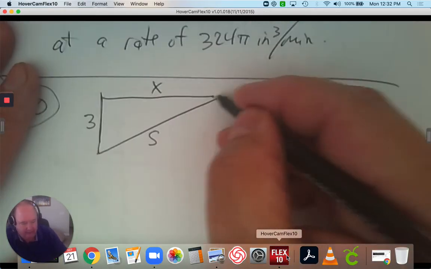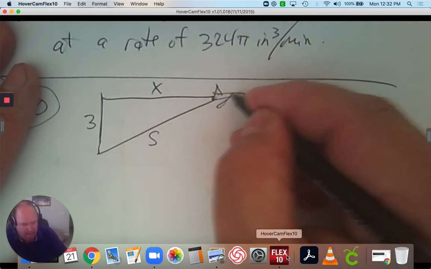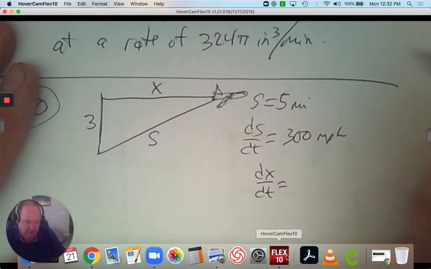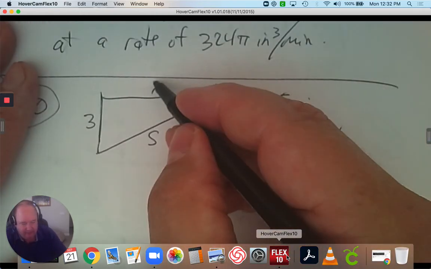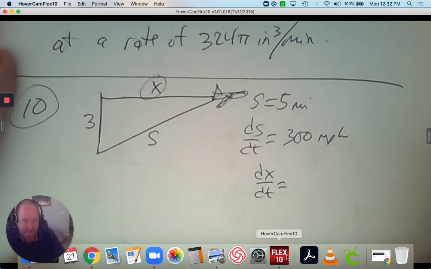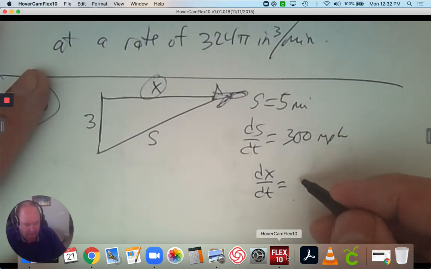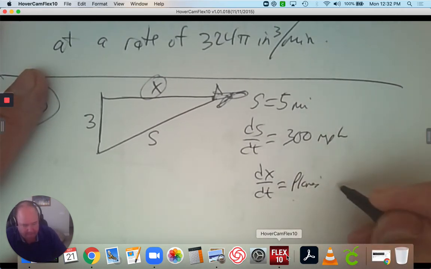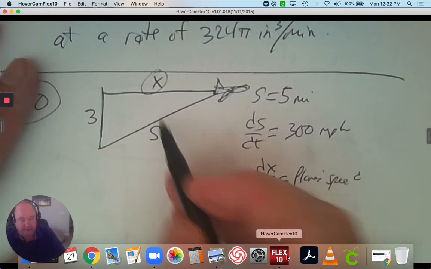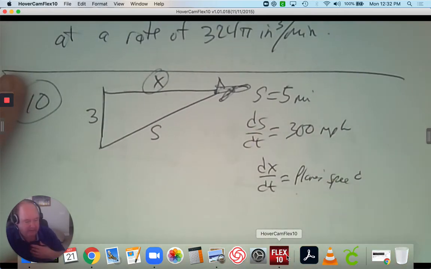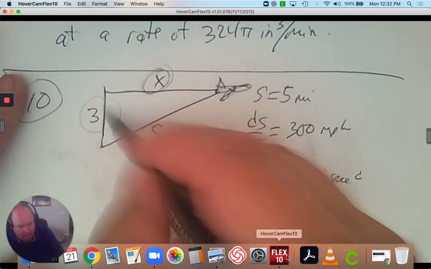I can't draw an airplane, but I'm going to do it anyways. That would be the airplane. x is how fast the plane is going. And this is the information given. This is the plane speed, dx by dt. So I need to have an equation that puts all of this together.